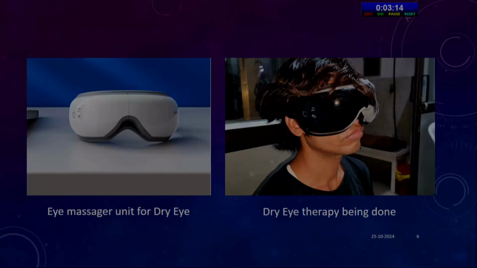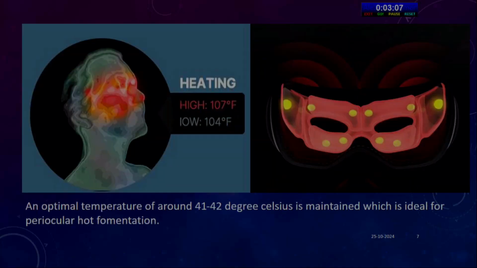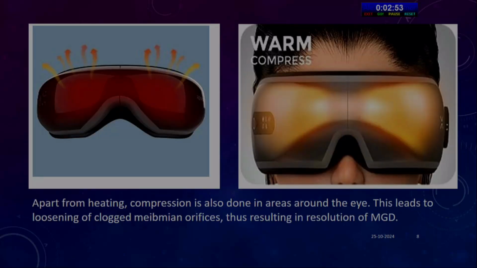Now, this is the massaging unit which I am going to demonstrate. So, this is how the unit is placed on the patient's eye, and as per the protocol which I have designed, I will explain. What it does is that at an optimal temperature of 41 to 42 degrees Celsius, it keeps warmth to the area around the eye. And it has compression also, at an interval of every 3 seconds. So, apart from heating, compression is also done in the areas around the eye. This leads to loosening of the clogged meibomian orifices, thus resulting in resolution of MGD.